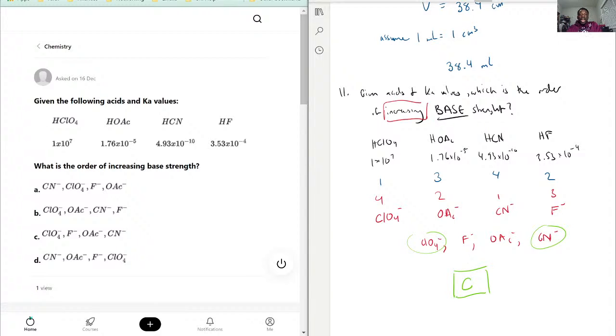As a side note, when you see a Ka value that's greater than 1, such as 1 times 10 to the 7, that means it literally dissociates completely. It wants nothing to do with that proton. So if you put ClO4 minus in a heavily acidic environment, it won't take any hydrogens to itself. It will literally just sit there as ClO4 minus. Cyanide, on the other hand, throw it into an acidic environment and you will definitely see some HCN floating about. So the weakest base increases to the strongest base right here.